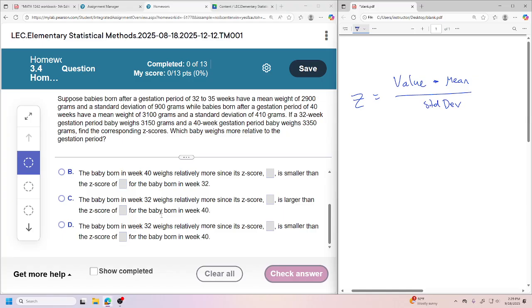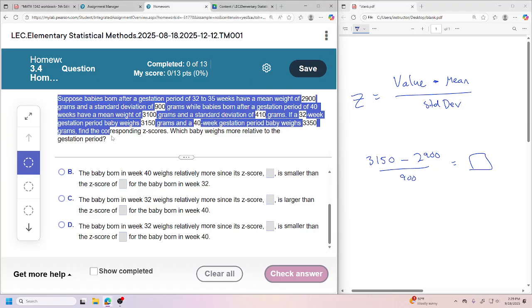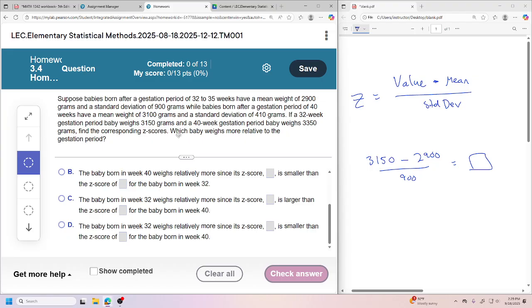So 32 week, they're going to be in the first group. That weighed 3150. That was the value that they gave me right there. But then I have to go back to the group, and the group had a 29 divided by the 900. And we're going to find that number. Let me see if I can highlight this real quick. Hold on. You see all these numbers, right? Really, some of them here are more important than others. Because they always randomize. Yeah. That's good.